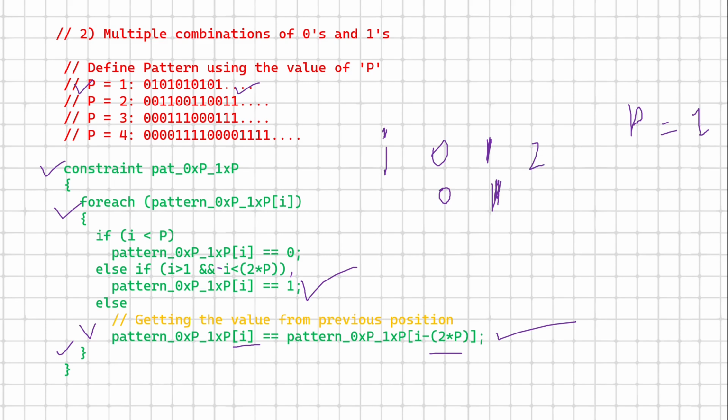So again at second index it will repeat the same thing, 0 1 0 1. So the pattern gets repeated, 0 1 0 1. And if you change the value of p equal to 2, then it will be generating 0 0 1 1 0 0 1 1. So similar to the previous question.